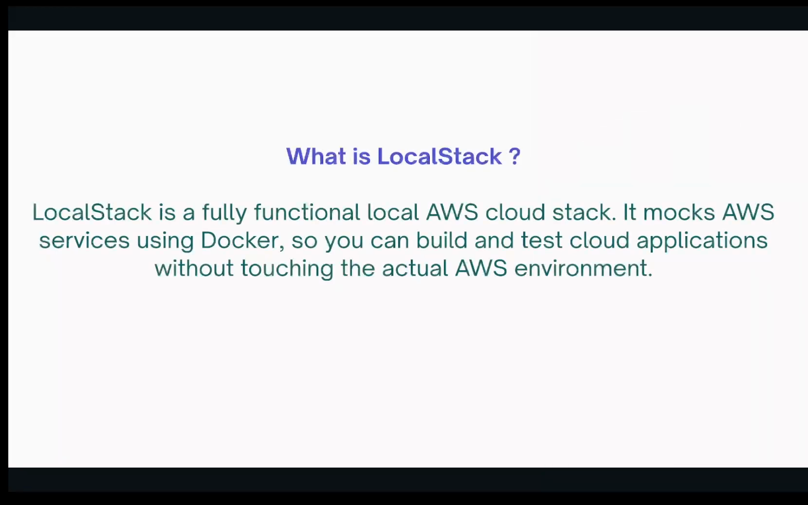So what is LocalStack? LocalStack is a fully functional local AWS cloud stack. It mocks all the AWS services using Docker, so you need Docker on your machine first. That is a prerequisite. By using LocalStack, you can test all the AWS services without actually needing the AWS environment. On your dev environment or local machine, you can simulate all the services of AWS for development. So that's how it can help you.